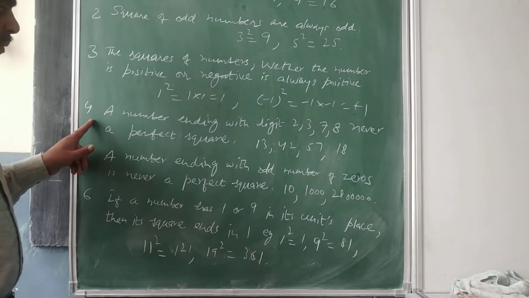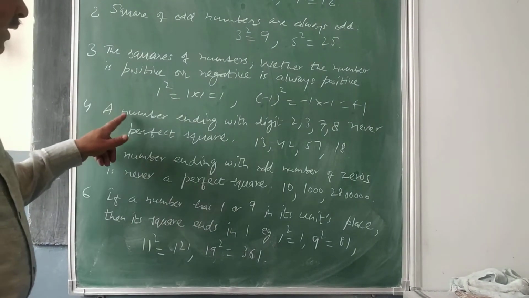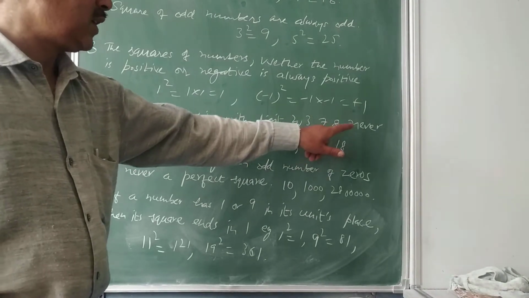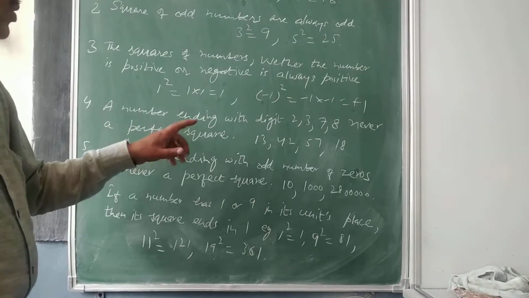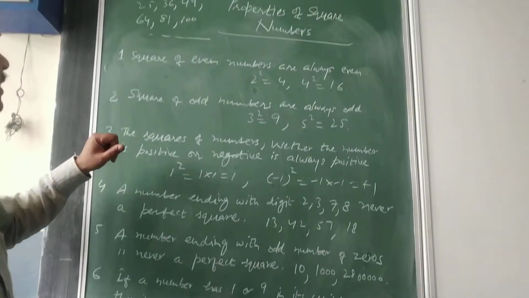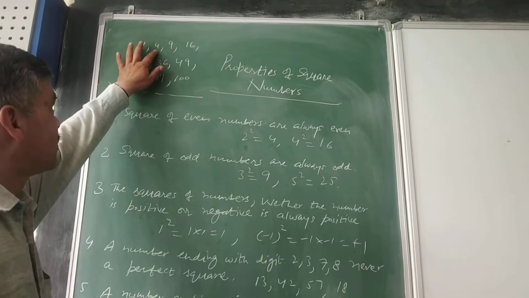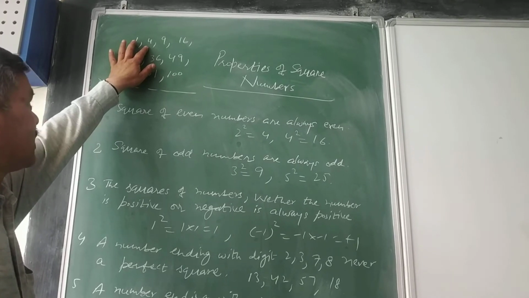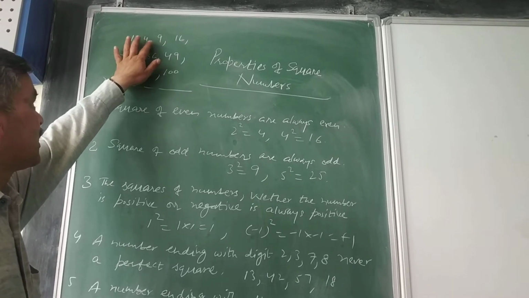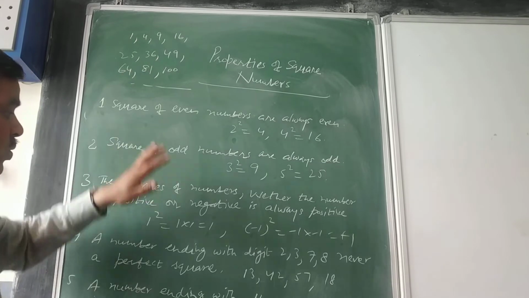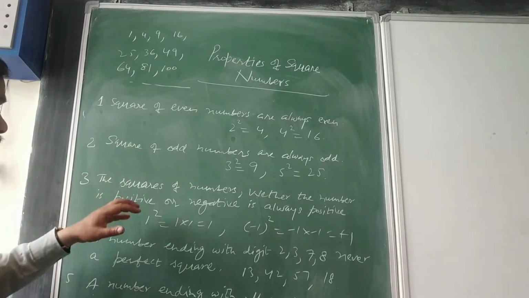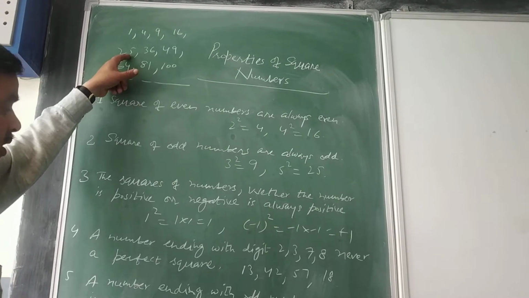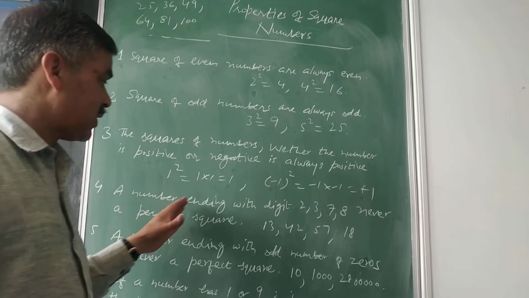Then the fourth property is a number ending with digit 2, 3, 7, 8 is never a perfect square. That I said here. If you see 1 is there, 4 is there, in between 2 and 3 are not there. After that 9 is there. So 7 is not there, 8 is not there. Then 6 I am getting here, 5 I am getting here. So that's why this is a very important property.